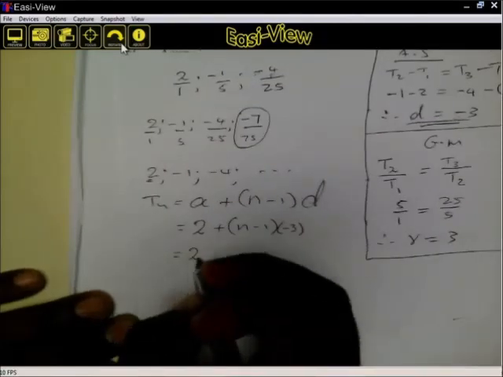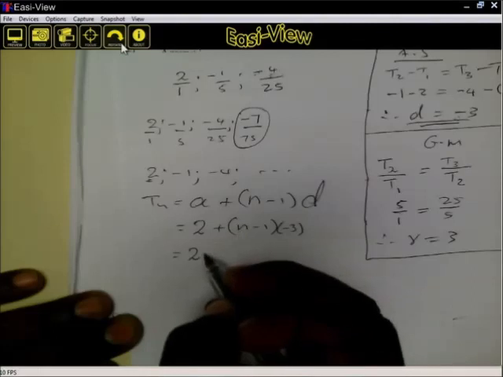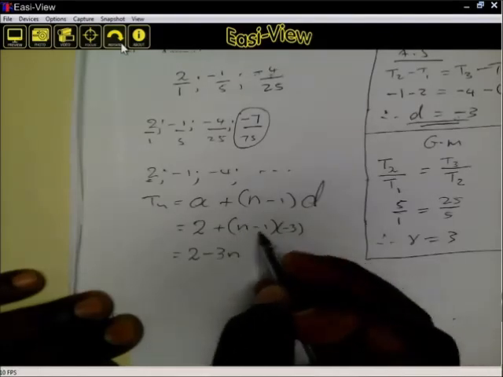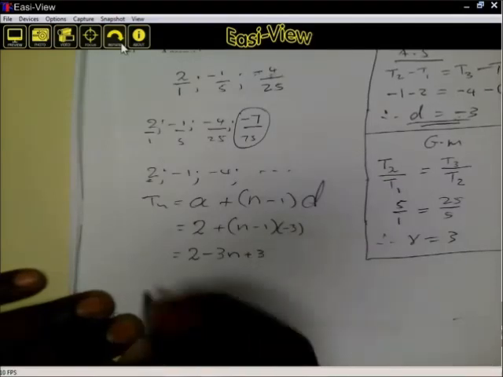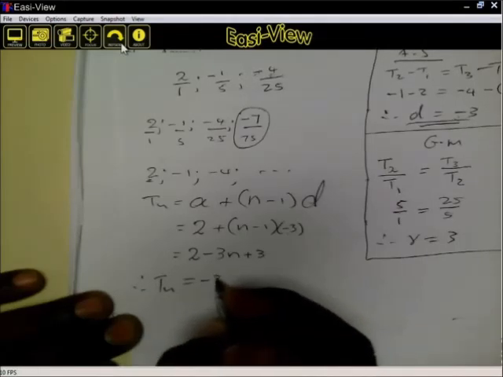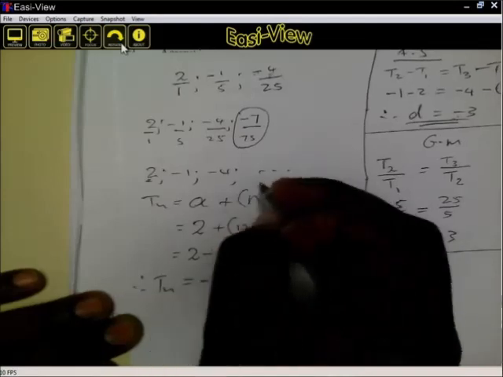And we have 2. -3 multiplied by n will give us -3n. And -3 multiplied by -1 will give us +3, which therefore means Tn is equal to -3n plus 5.